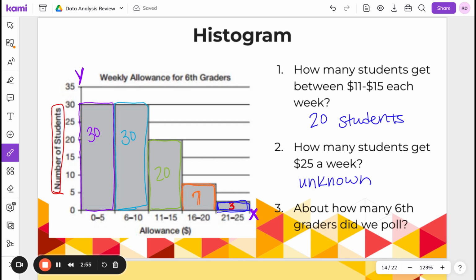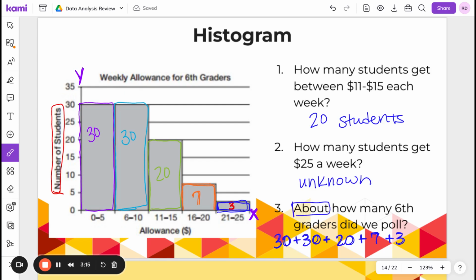And then number 3 asks about how many 6th graders we asked this question to. Same thing we did in our bar graph. We're going to add them all up, and I'm going to squish it in down here. So 30 plus 30 plus 20 plus 7 plus 3.